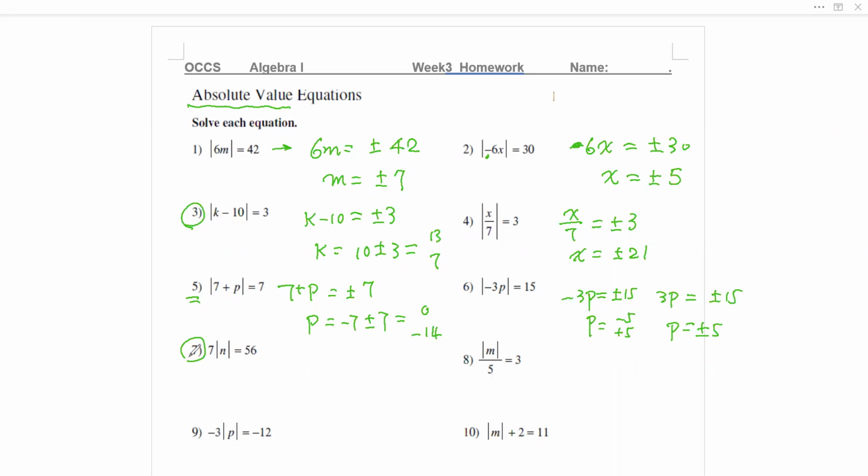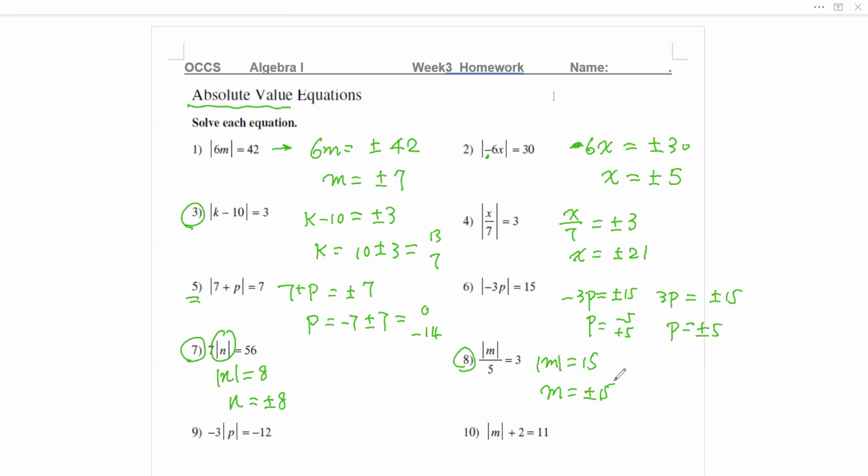So see number 7. We divide 7 first. So you can get absolute n equal 8, right? So n equal positive negative 8. So we consider this is a unit first. Consider absolute as one whole unit first, right? All right, see number 8. Both sides times 5. So absolute m equal 15. So m equal positive negative 15, right?